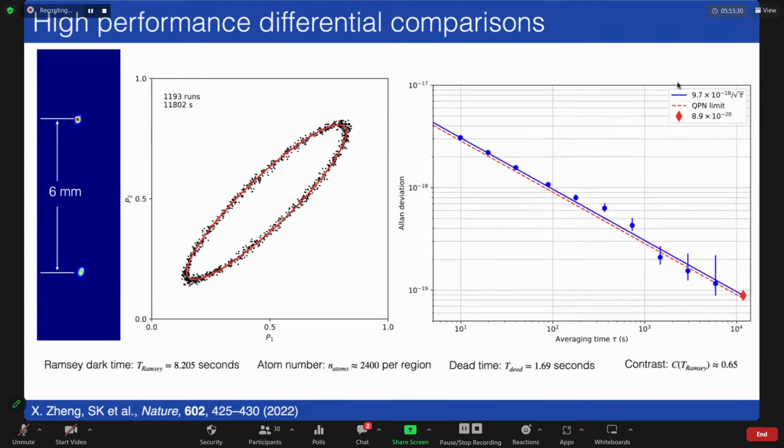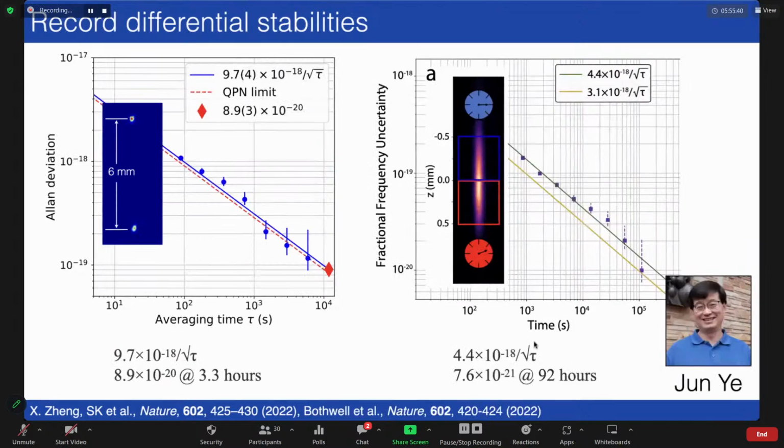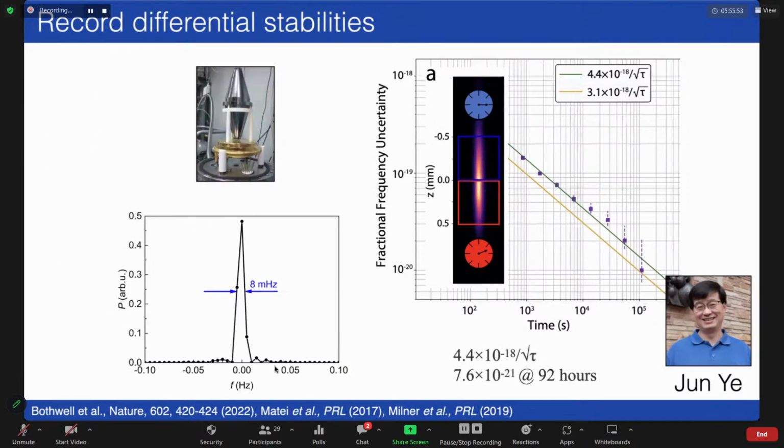And that gives us this remarkable stability. We achieve stabilities below 10 to the minus 17 per root hertz, and we're able to average down into the 10 to the minus 20s, the high 10 to the minus 20s. I want to mention again that June Ye's group also did similar experiments, splitting one spatially extended cloud into different regions and doing a comparison between those regions, and achieved even better performance. But that was still with this beautiful world's best clock laser.